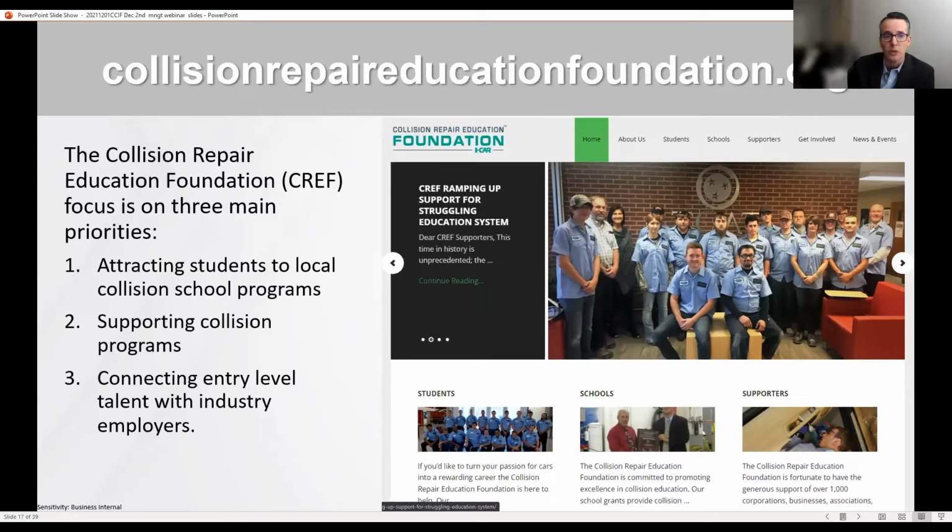Support these programs. And that kind of support comes in various levels and types in terms of scholarships, equipment donations, everything that these programs need to run effectively to hopefully graduate properly trained students who are ready for industry employment. And then last but not least, which is just as important, is connecting these students with the industry employers around the country and showcasing the many different career paths and career employers that are available within the industry.